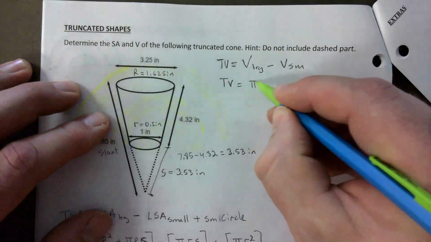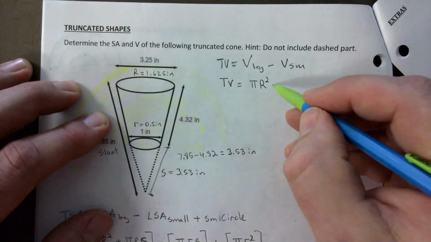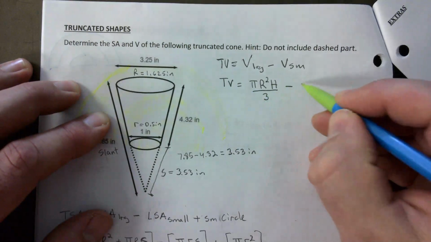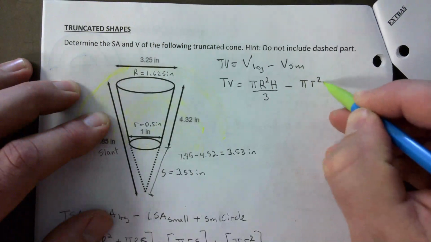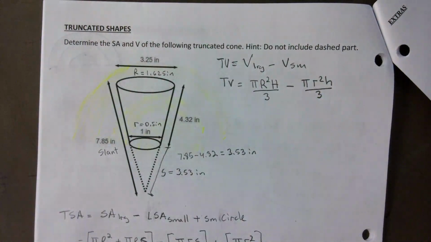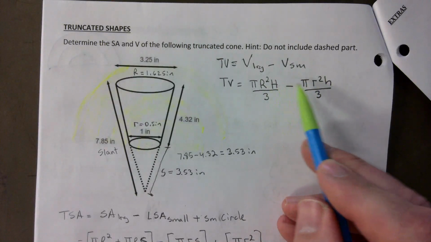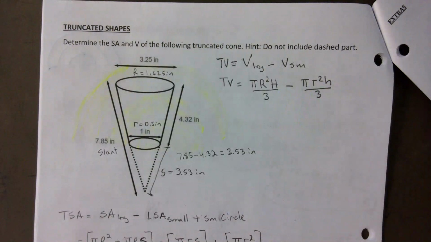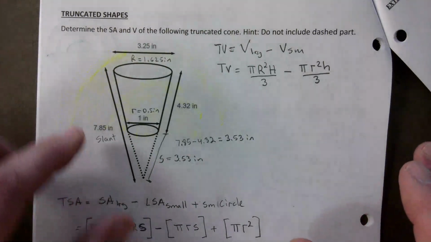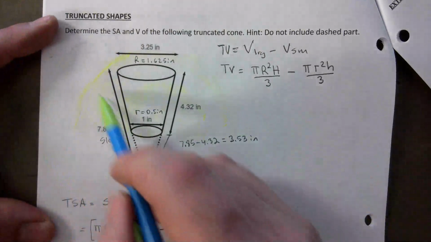So that would be pi r squared h divided by 3 minus pi r squared h, all lowercase, divided by 3. And you know that this is going to be extra work, right? Finding the different heights. So we'll go ahead and do that. Let's do that off to the side on the left here, if you can.